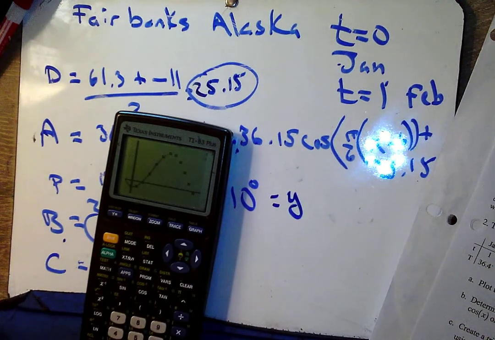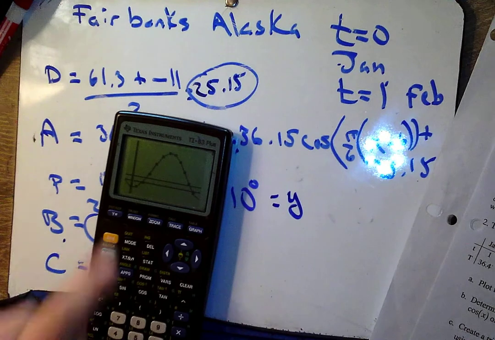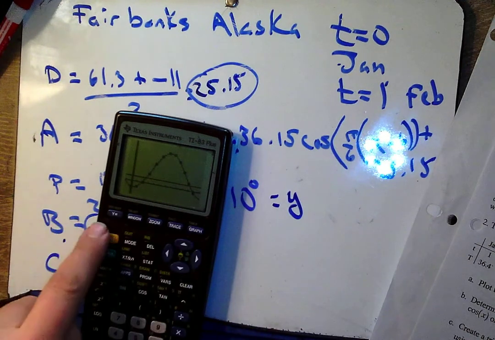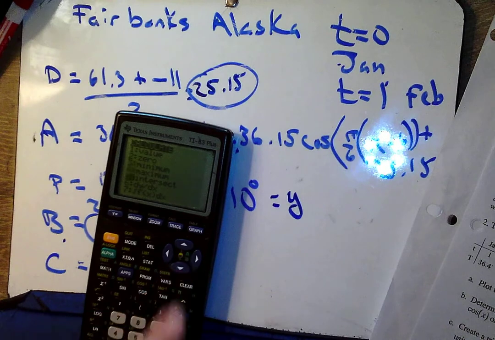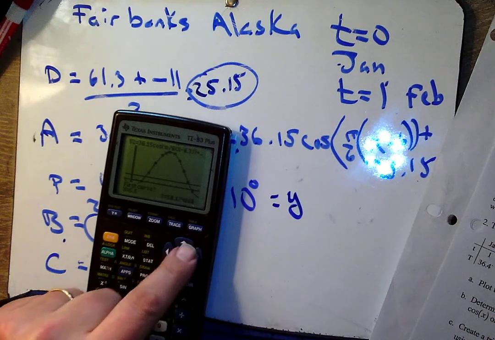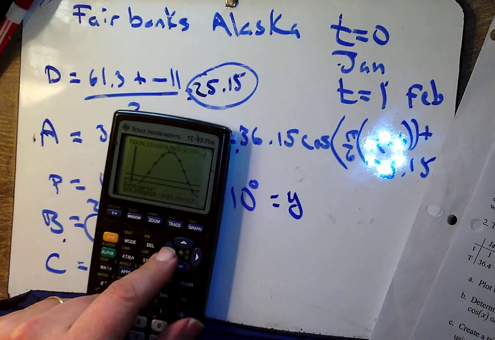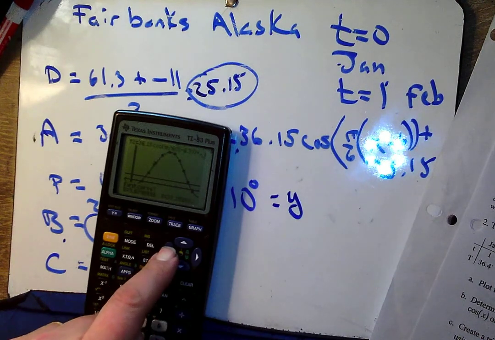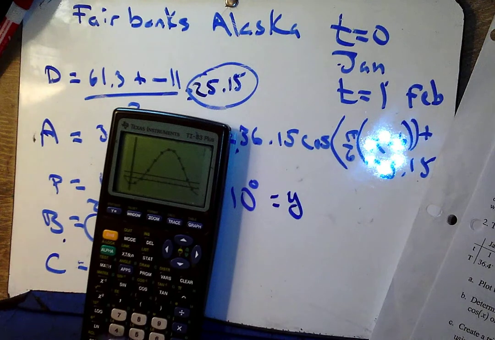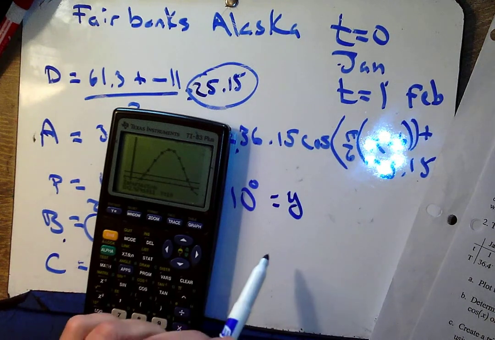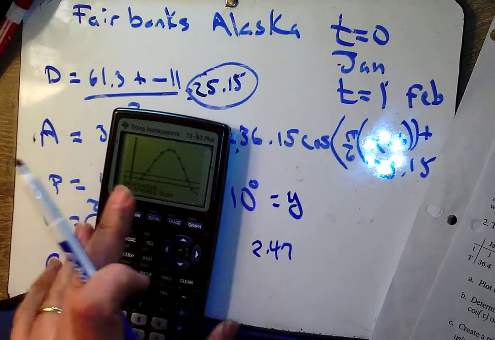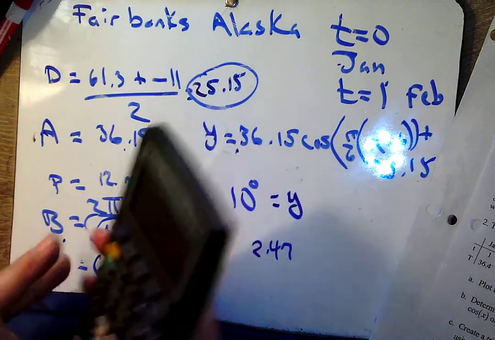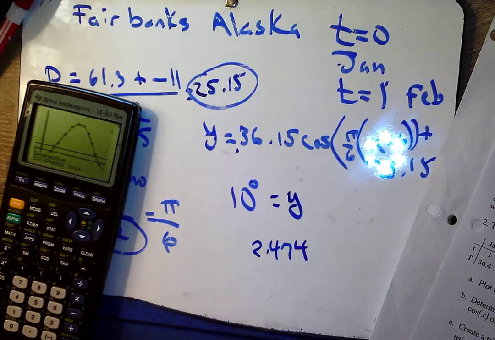So here's our tweaked model. It fits those points very nicely. And I'm finding 2 times when the temperature will be 10 degrees. So one time when the temperature will be 10, another time when the temperature will be 10. Second, calculate, intersect. I'm going to bring my calculator close to one of the points of intersection. Then hit enter, enter, enter. Okay, I get 2.47. Is that a 4 or a 9? 2.474. All right, now when is that?